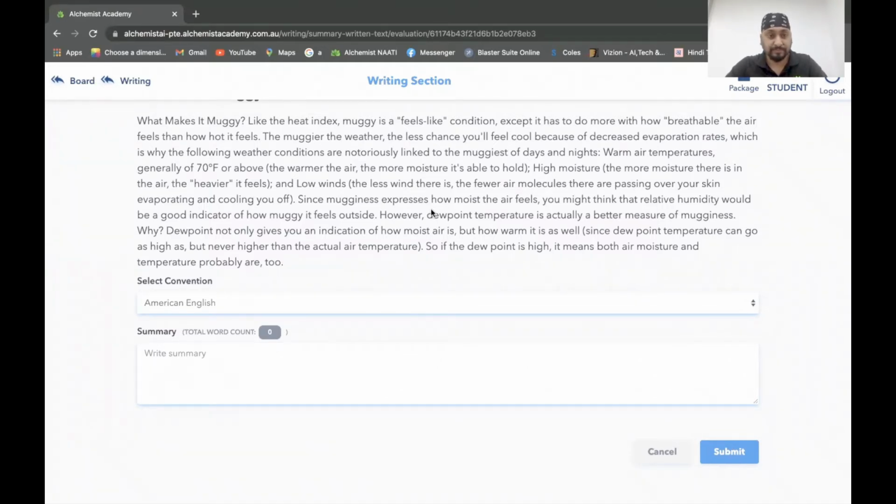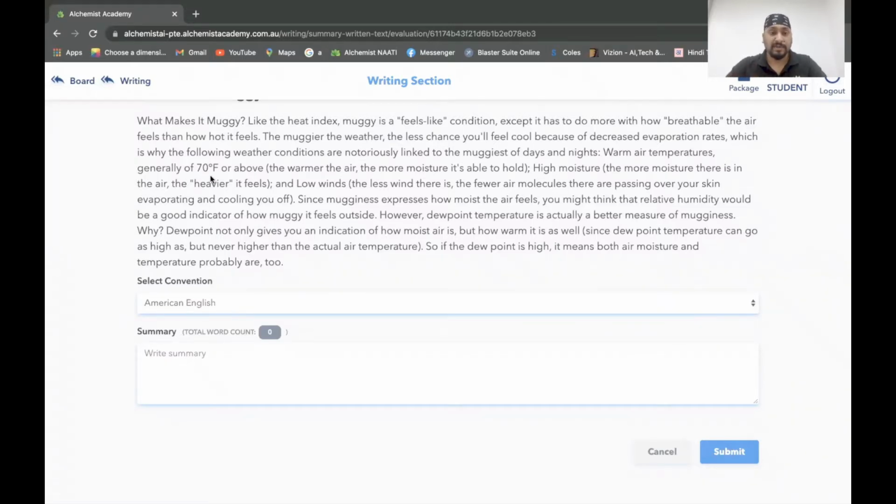So it says, what makes it muggy? Like the heat index, muggy is a feels-like condition, except it has to do more with how breathable the air feels than how hot it feels. The muggier the weather, the less chance you'll feel cool because of the decreased evaporation rates, which is why the following weather conditions are notoriously linked to the muggiest days and nights. Okay, that makes sense. Because the evaporation is a bit less, that's why you feel a bit hotter.